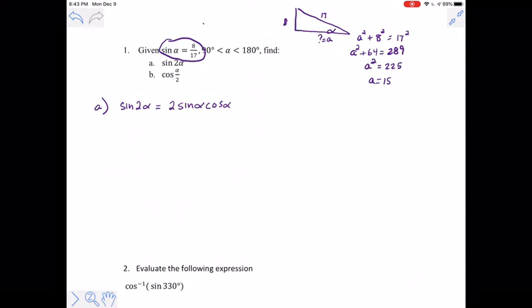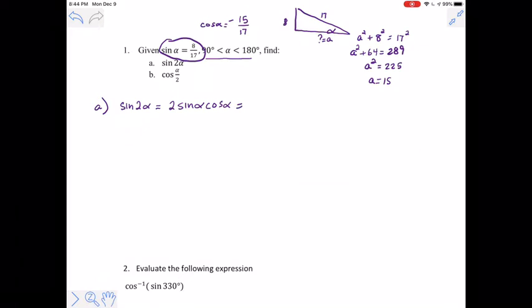Which means cosine of alpha is 15 over 17. However, if we consider this statement here, alpha is between 90 and 180, that means it's in the second quadrant, or quadrant 2. And in quadrant 2, cosine is negative. So cosine alpha is negative 15/17.